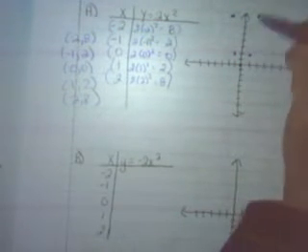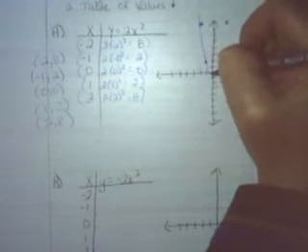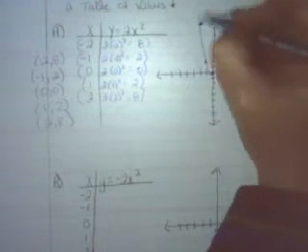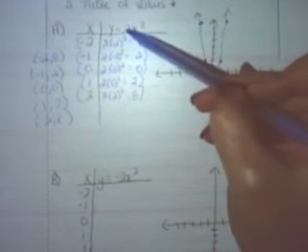Obviously this is not a line because your x is squared, so you're going to connect these dots using a parabola, using your U shape. I knew just by looking at this that it was going to open upwards because the 2 was positive.